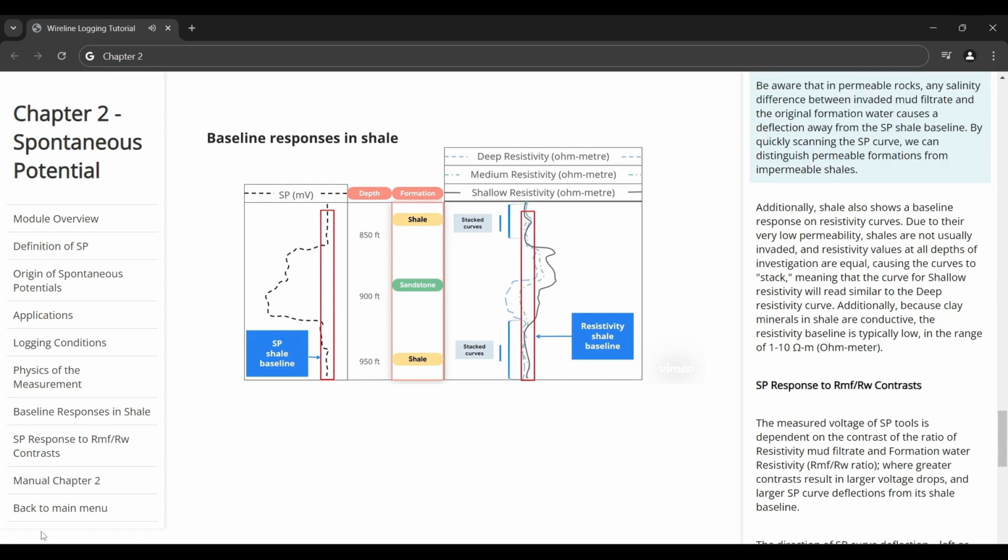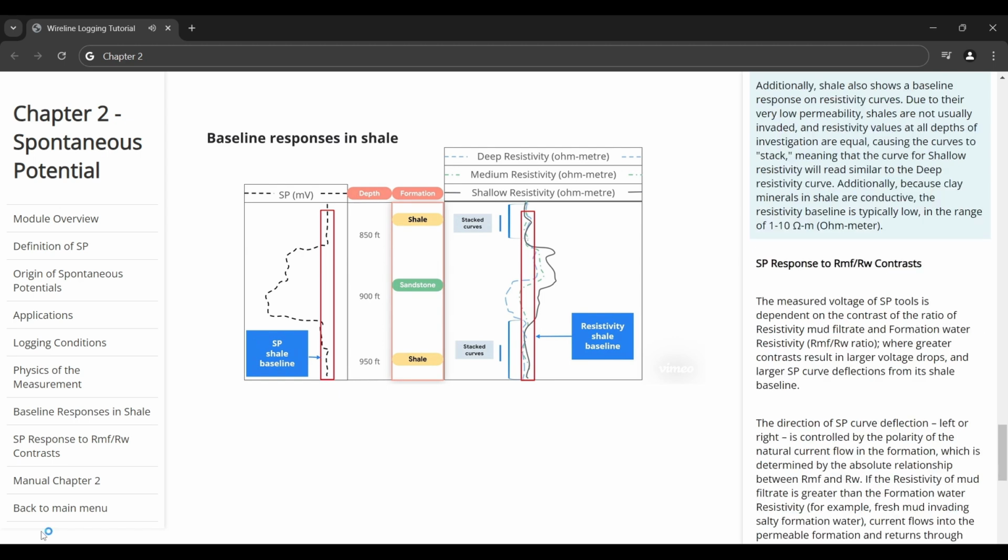Be aware that in permeable rocks, any salinity difference between invaded mud filtrate and the original formation water causes a deflection away from the SP shale baseline. By quickly scanning the SP curve, we can distinguish permeable formations from impermeable shales.